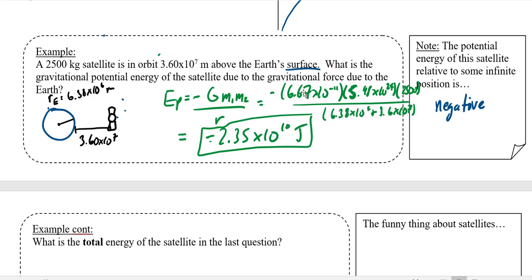Because if we're closer than infinity, our potential energy should be a negative number. One way to think about that is, so flip that on its head. Why is our potential energy negative? Well, this is basically saying that you've got an energy deficit. If you wanted that satellite to completely break free of Earth's gravitational field, you would need to do more work. Well, how much more work? As it turns out, this much more work. You're basically 2.35 times 10 to the 10 joules short of completely breaking free of Earth's gravitational pull.